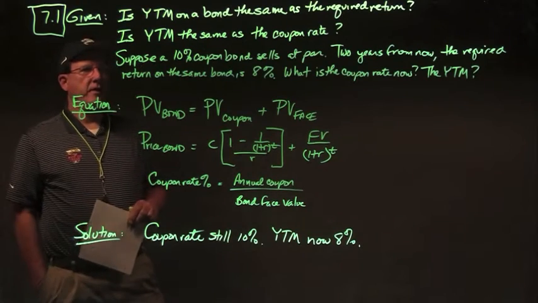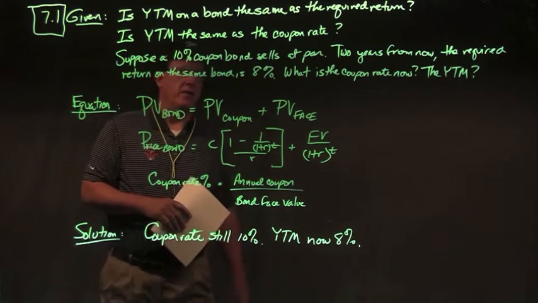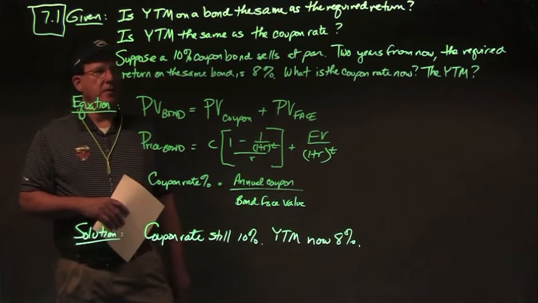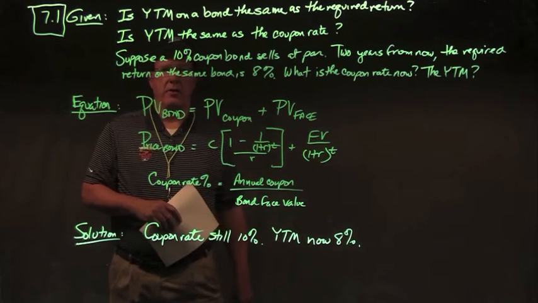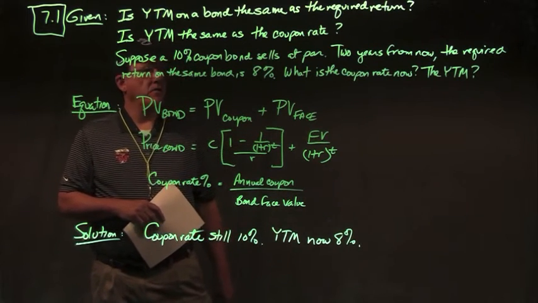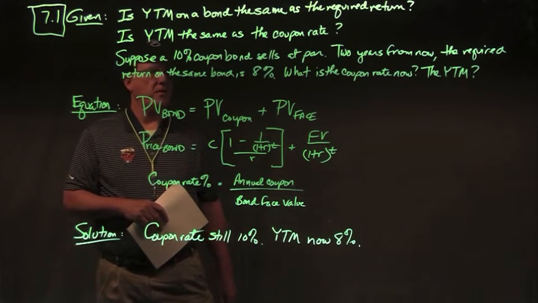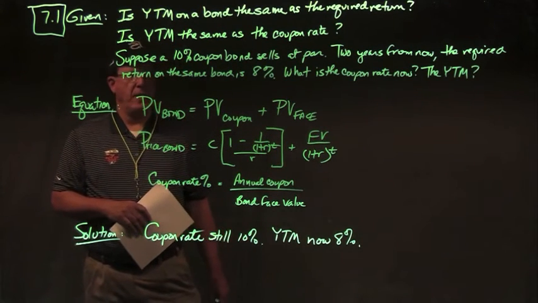In problem 7.1, we're asked three questions. First, is the YTM on the bond the same as the required return? Second, is the YTM the same as the coupon rate? And third, suppose a 10% coupon bond sells at par value. 2 years from now, the required return on the same bond is 8%. What is the coupon rate now, and what is the YTM?